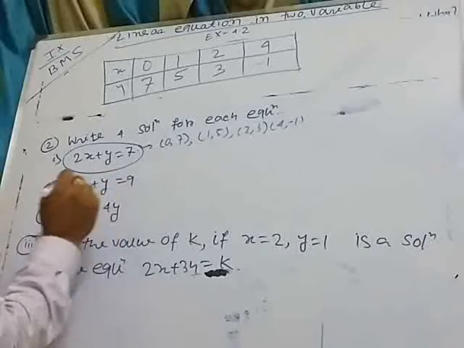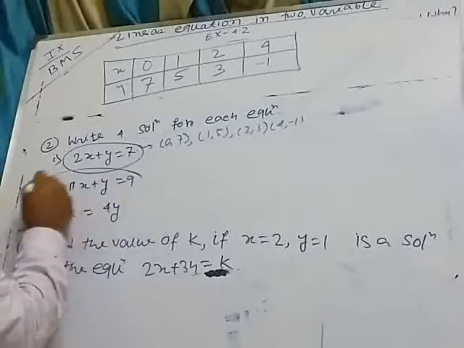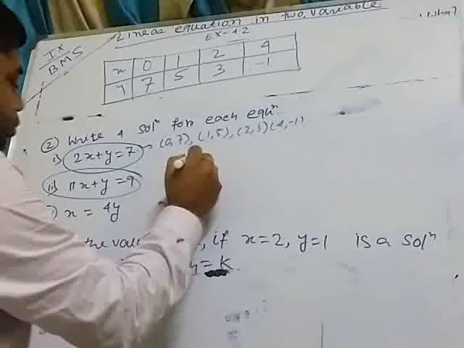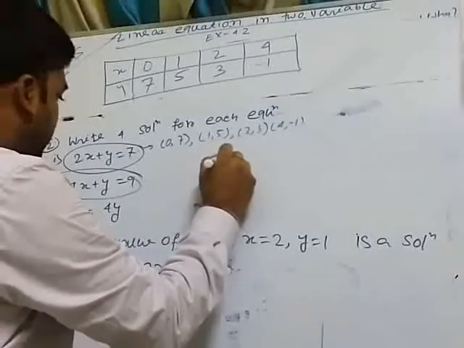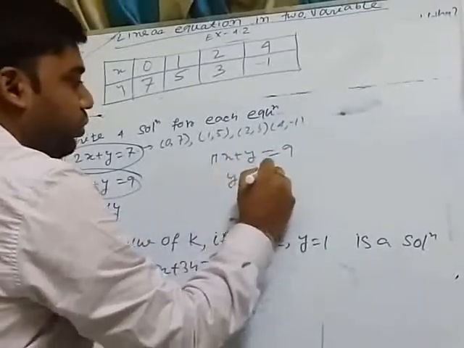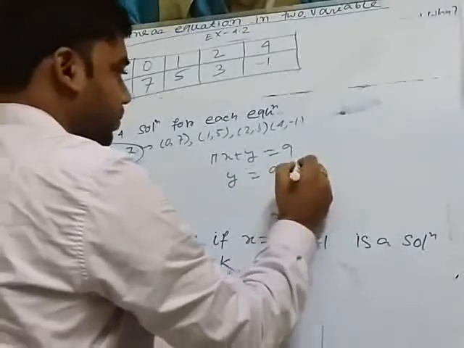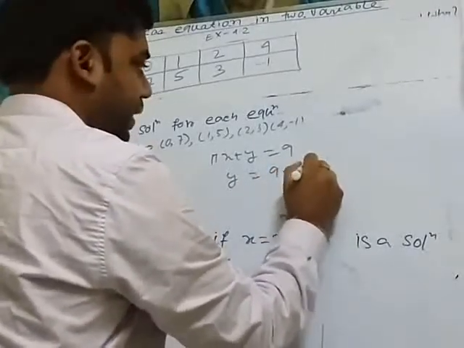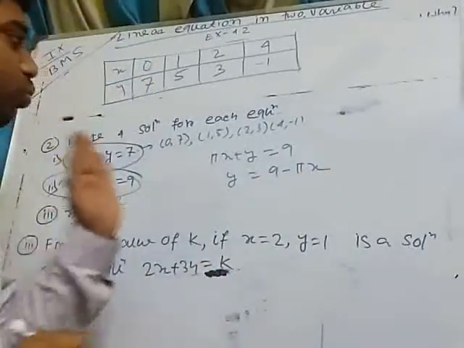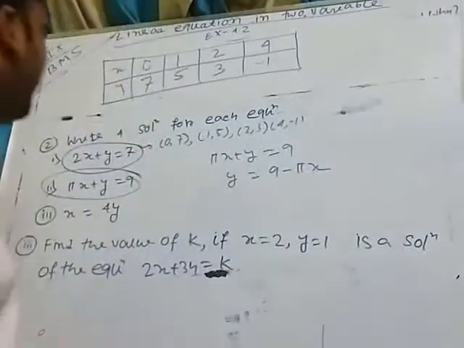Now this one, pi x plus y equals 9. So y equals 9 minus pi x. Put y equal to 9 minus pi x. Now make a table like this one.